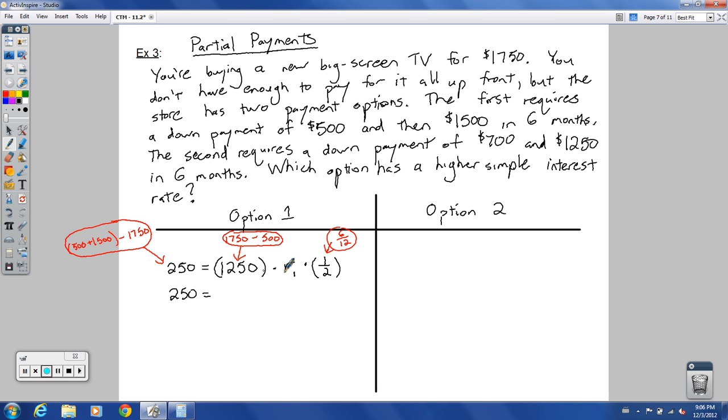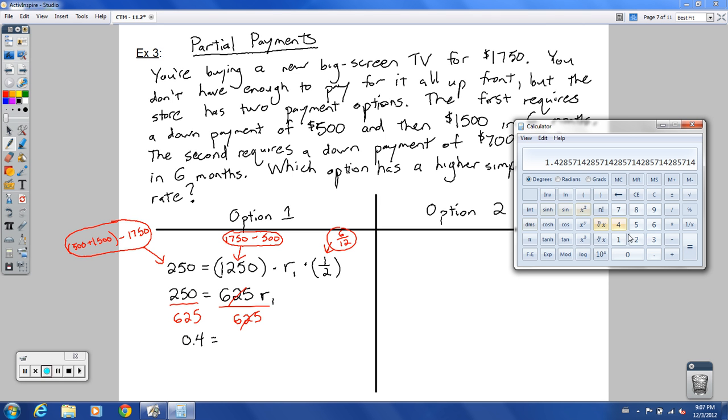So this is 1250 times 1/2. We could consider that first as 625 multiplied by R1, for rate number 1. Take that, divide it by 625. Let's do that in a different color too. 625 divided by 625, get that to cancel out. So you're left with just plain old rate 1. If you put this into a calculator, you get 0.4.